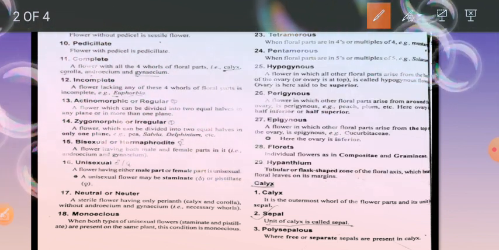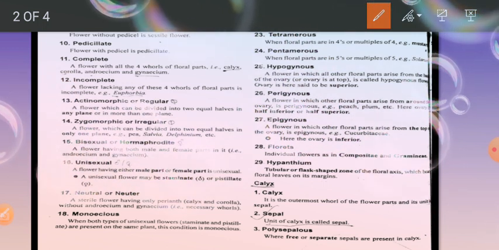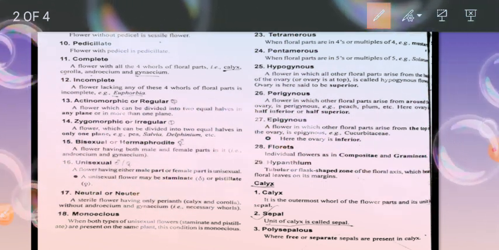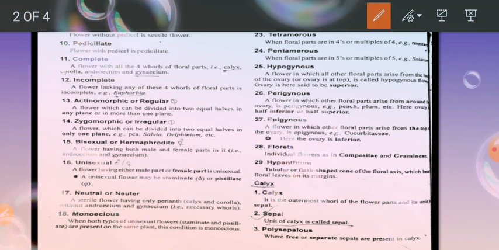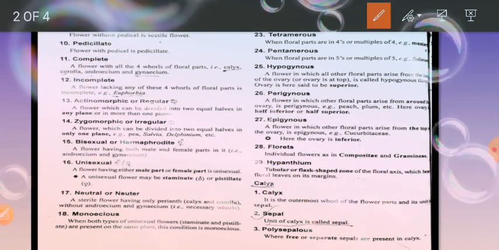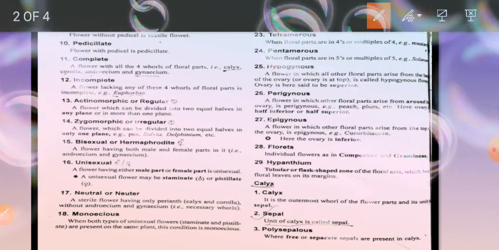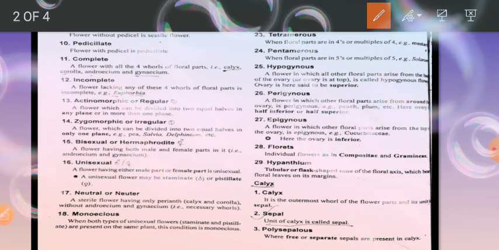Then neutral. What is neutral? It means a sterile flower which has only perianth. It is not differentiated into calyx or corolla. This is known as the perianth, or without androecium and gynoecium. So this is known as the neutral flower.